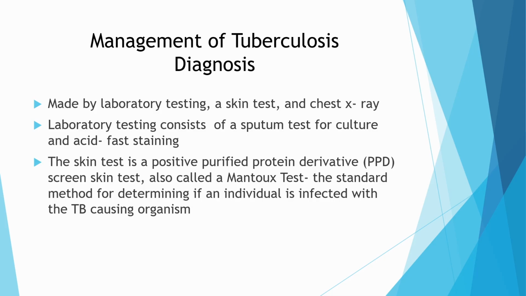So, management of tuberculosis. How is it diagnosed? Diagnosis is made by laboratory testing, a skin test, and a chest x-ray. Laboratory testing will consist of a sputum test for culture and then acid-fast staining. The skin test is a positive purified protein derivative, otherwise known as the PPD screen skin test, also called the MAN2 test, the standard method for determining if an individual is infected with the TB-causing organism.